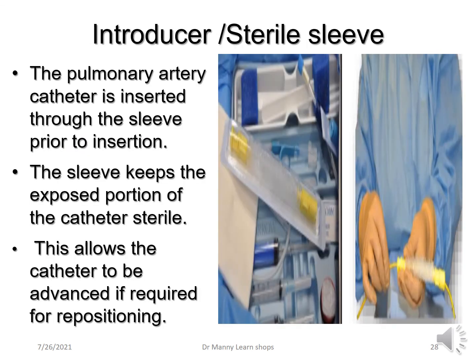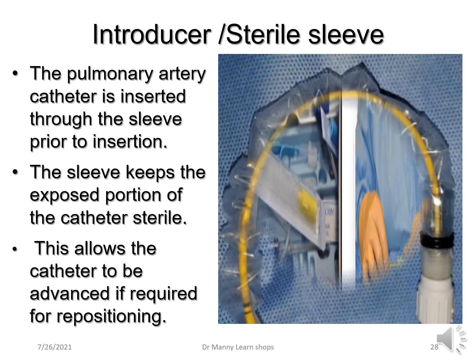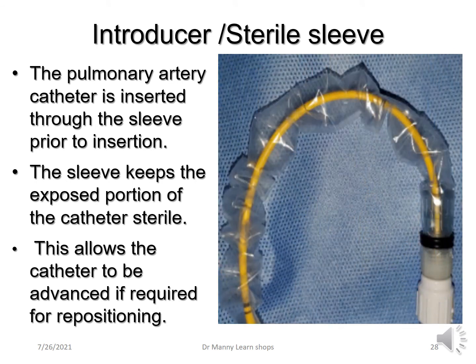You've also got other adjuncts. You've got the introducer, which is a sterile sleeve, and the pulmonary artery catheter is inserted through the sleeve prior to insertion, and it's the sleeve that keeps the exposed portion of the catheter sterile. This allows the catheter to be advanced, if required, for repositioning.